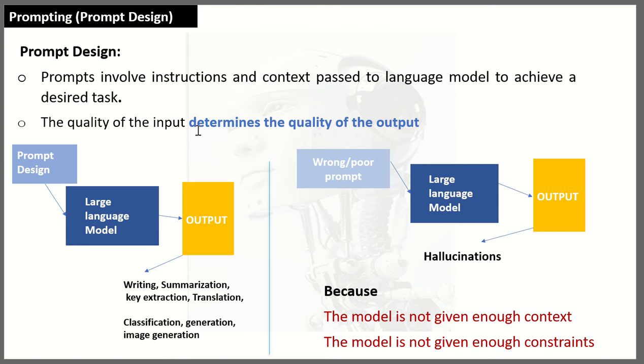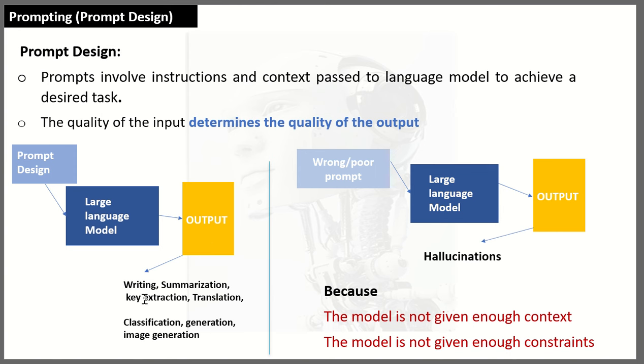Okay, so academic prompting is what I want to mention. Prompts involve instruction and context passed to the model to achieve a desired task. Prompt design is like asking the model a certain question, and then the large model will give you an output.